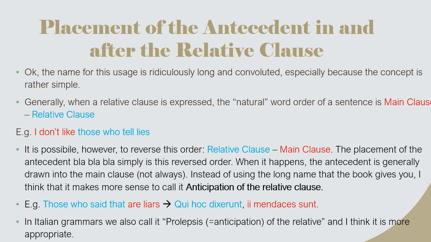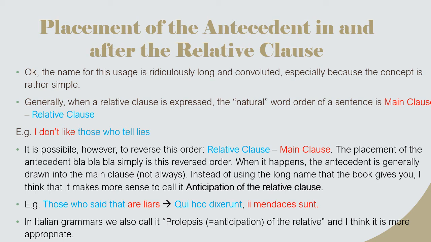The last construction, which has this unnecessarily long name in your grammar book, the placement of the antecedent in and after the relative clause, is actually a very simple concept. So generally, when a relative clause is expressed, the natural word order of a sentence would be putting the main clause first and then the relative clause. So here I put as an example, I don't like those who tell lies. But I could list endless other examples.